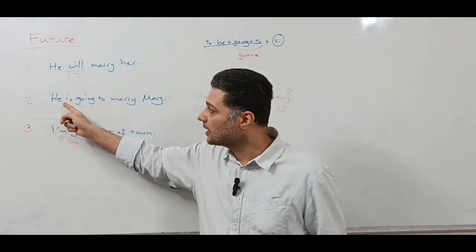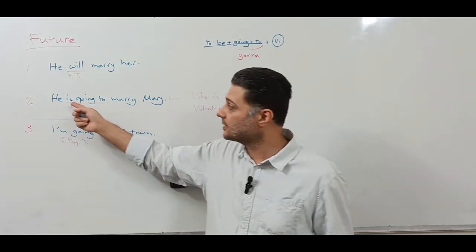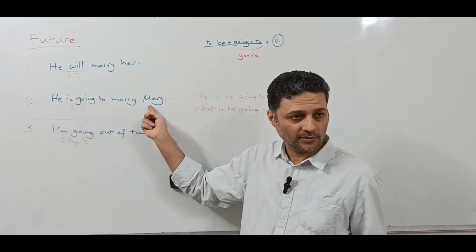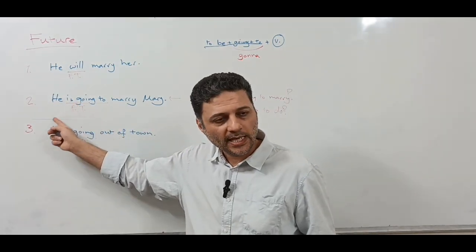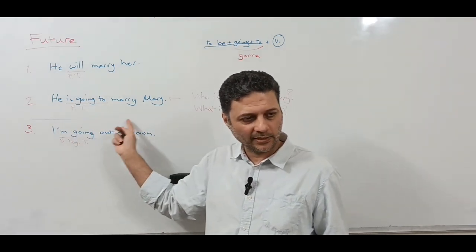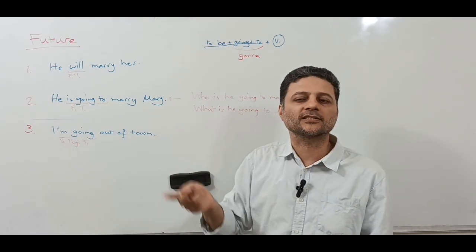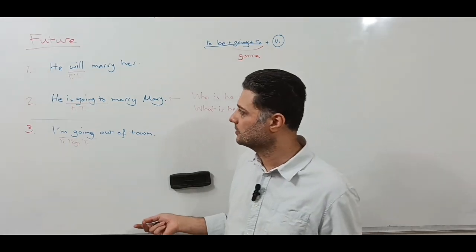But for to be going to, you have to put not after is, between is and going. So that would be, he isn't gonna marry Mary, or he isn't going to marry Mary. Or the question form, is he gonna marry Mary? Is he going to marry Mary? Yes, he is. No, he isn't. It's very simple, right?